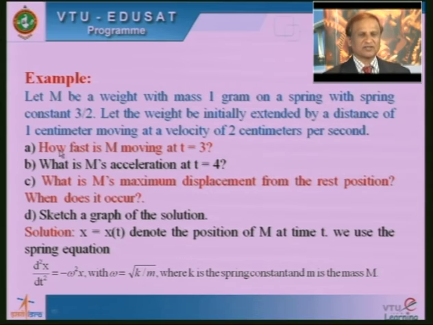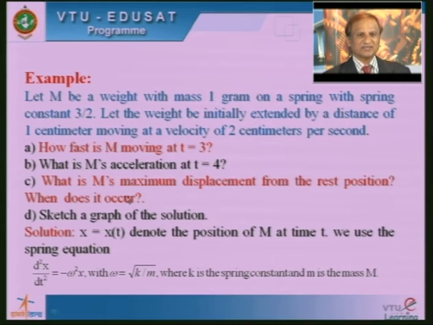What have they asked us to calculate? How fast is M moving at t equal to 3? Here capital M means mass. We have to calculate the speed of the mass at time t equal to 3. They have also asked us to calculate what is M's acceleration at t equal to 4. It means at time t equal to 4, what is the acceleration of the mass? We have to calculate that.